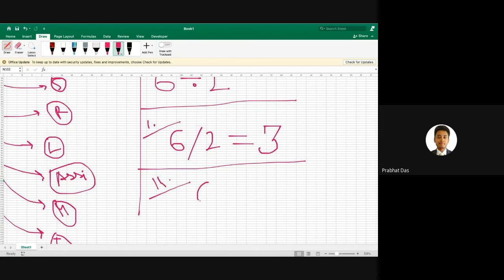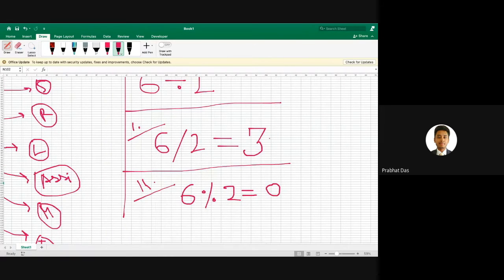And in the second case, if we want the remainder, then what we need to do is use the percent symbol, which is generally called the modulus symbol. So in this case, we'll be getting the value to be 0. That means in this case we are getting the remainder, and in the other case we are getting the quotient.